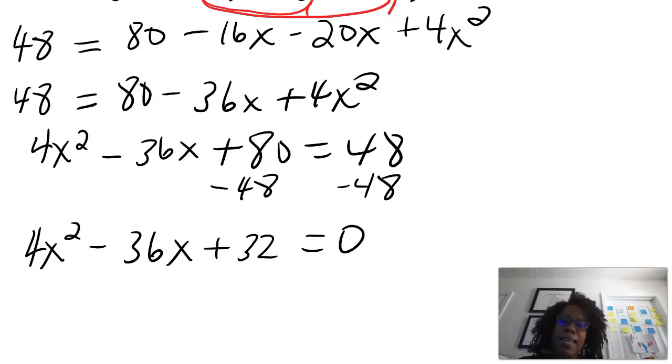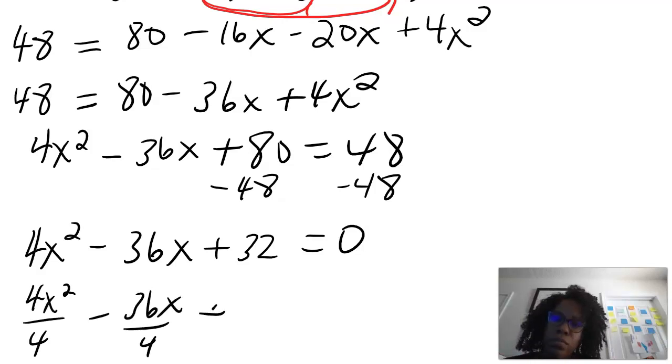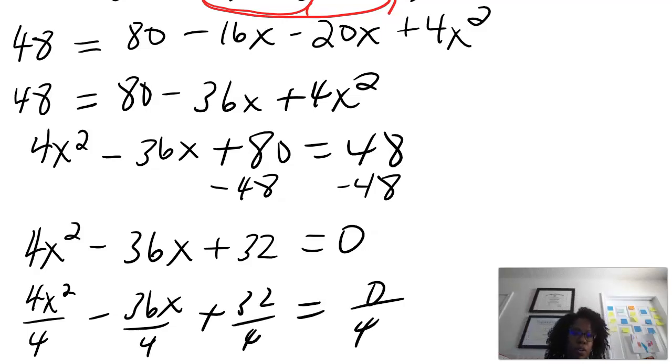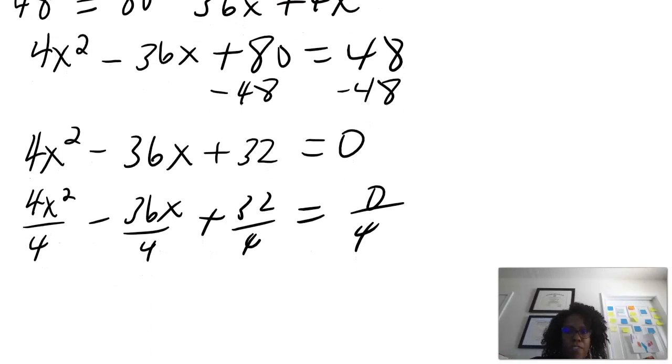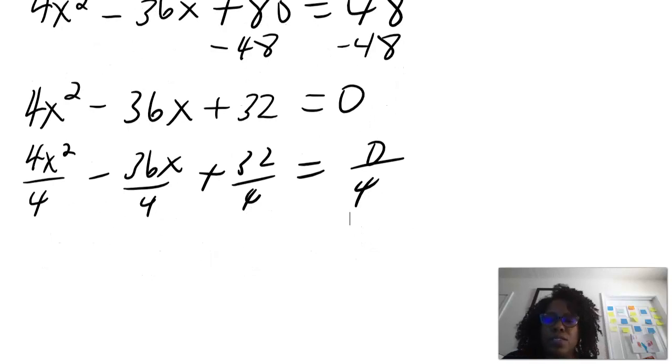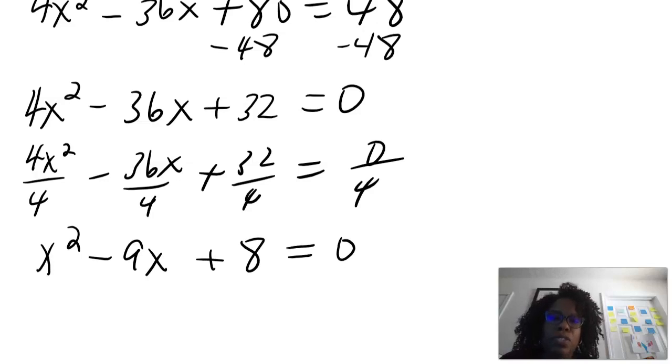All right, I'm looking at this. I like easy approaches. I have a 4, a negative 36, a 32, and 0. I know they're all divisible by 4. So I'm going to divide everything by 4 to make my numbers smaller. And then I can go ahead and see if this is factorable, because I prefer factoring. If it is, let's see. So we're left with, divide everything by 4, x squared minus 9x plus 8 equals 0.